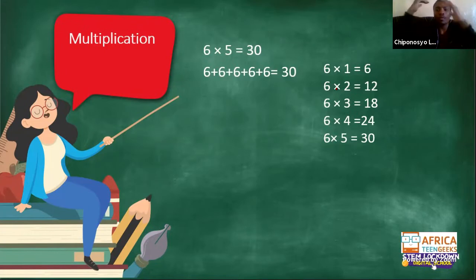Because remember, when we're working with multiplication, guys, we use multiples. What are multiples? It's when you're adding a number many times, and it's the result of a number being added multiple times. For example, if I say a multiple of 6, it's 6, 12.